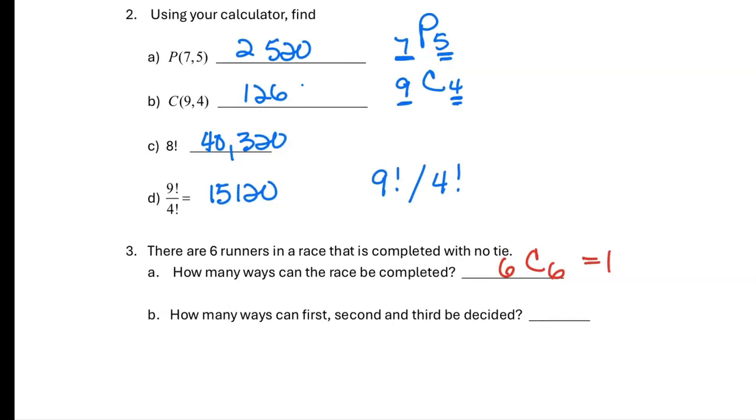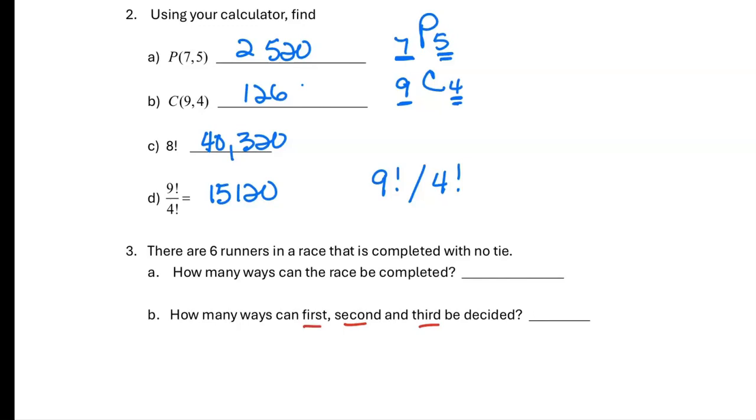Okay, how many ways can first, second, and third be decided? So first, second, and third. Let's think about that for a second. Let me correct myself. Since they're all finishing, place does matter because they are coming in a certain order.